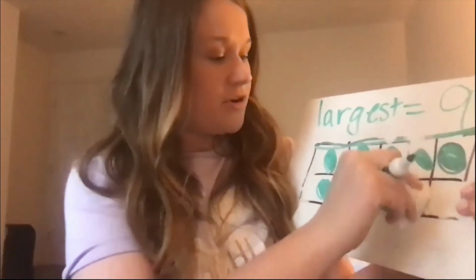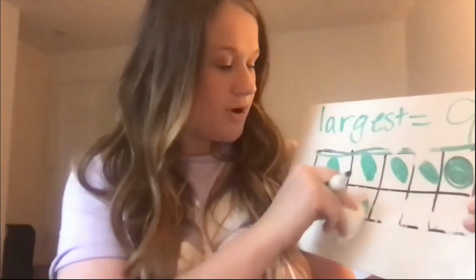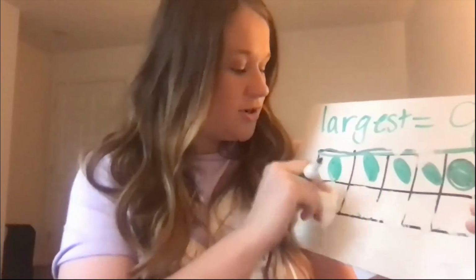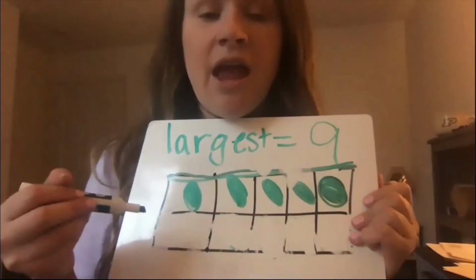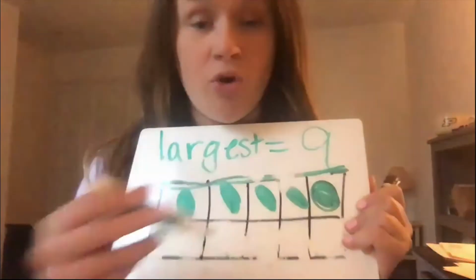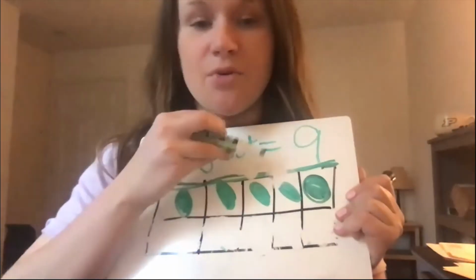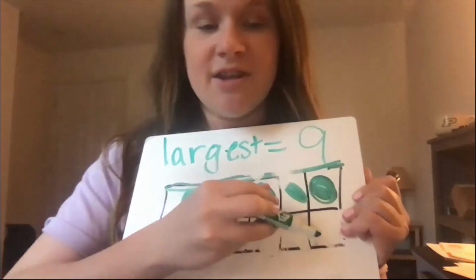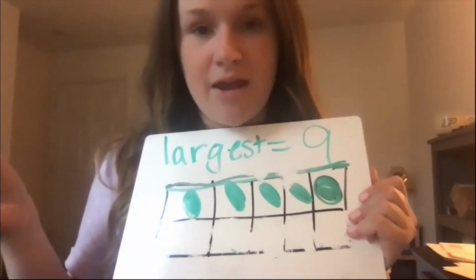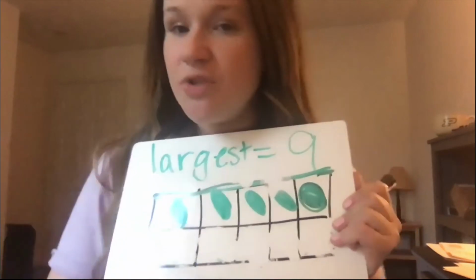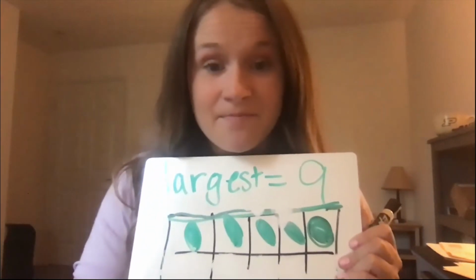Now, if one row is full and another is not, what is the smallest number you can make? I want you to be a mathematician and do this on your own. The biggest number was 9 because we filled it all the way up to here and it wasn't full. What is the smallest number we can make? I want you to do that on your own at home and see what you get.